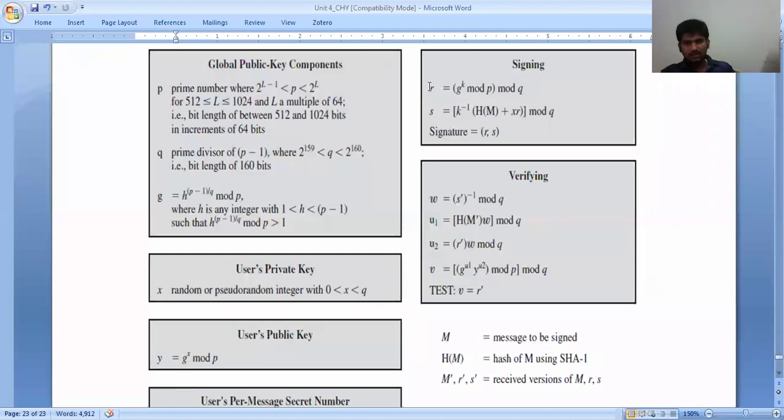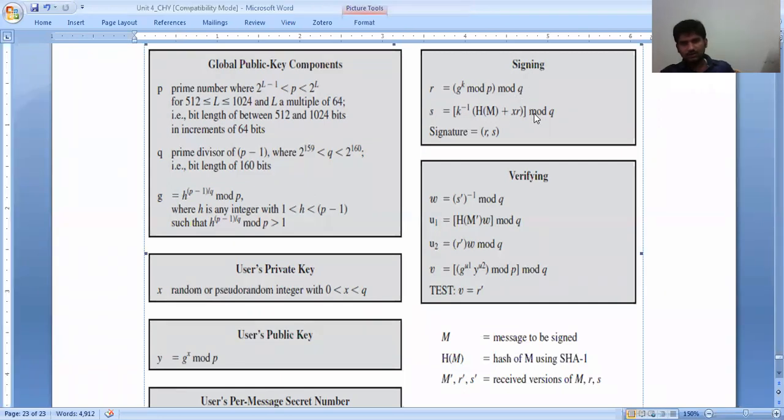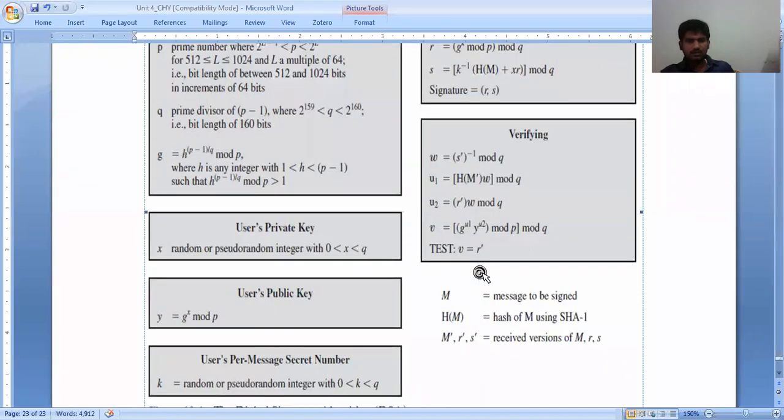The signing algorithm uses r equals (g power k mod p) mod q. Then we sign using this algorithm, and the signature is r and s, which is transferred. The verifier verifies it using this, and then it is transferred.